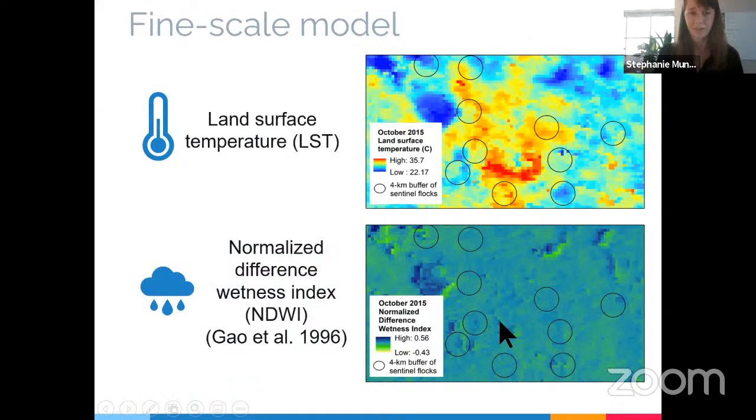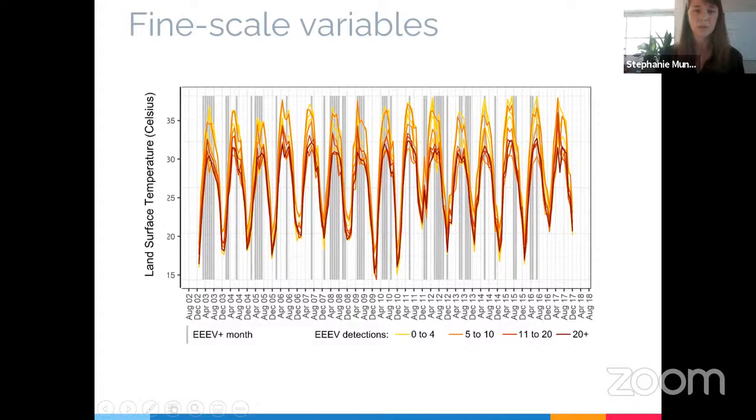So finally, looking at the fine scale model, land surface temperature and NDWI. So just looking at the initial variables, I was interested to see that at the site with the most EEE detections, so the most frequent detection, that was consistently the coolest. So in this graph, it's shown in dark red, and it's almost always the coolest. You also can see that there's a wide range of temperature variation during the summer periods. So this cooler site might be almost 10 degrees cooler than the really hot sites. And generally the hot sites were not as active for EEE.